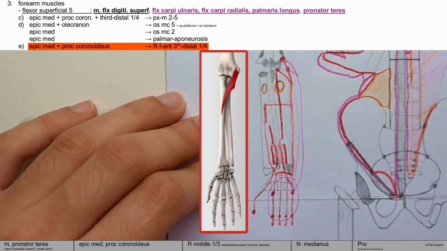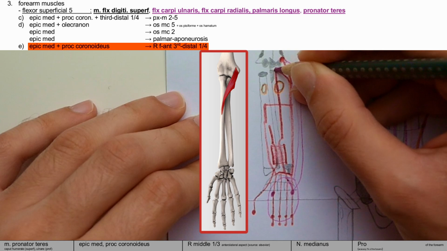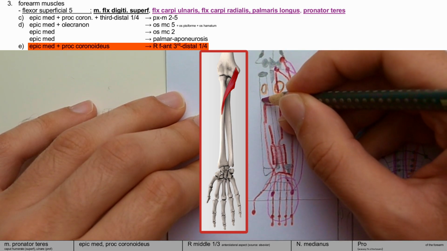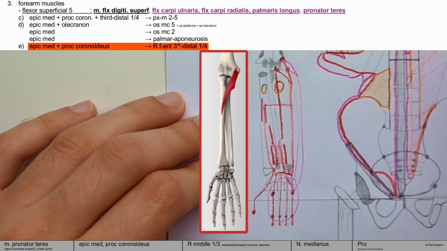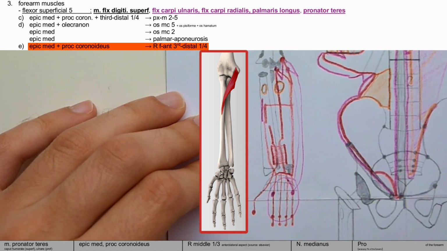In the fifth step, we draw the musculus pronator teres. Its additional origin is the processus coronoideus, and its insertion is here, parallel to the insertion of musculus flexor digitorum superficialis.